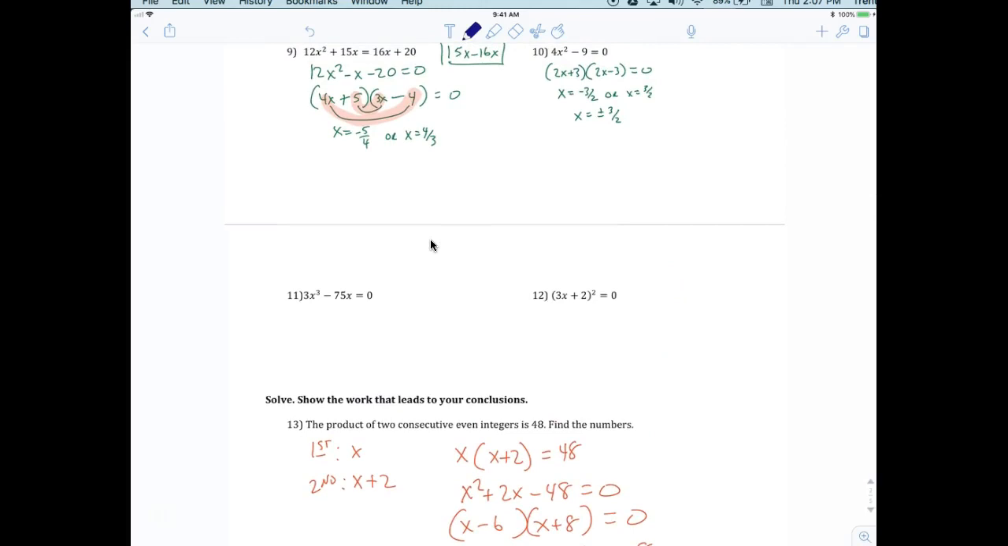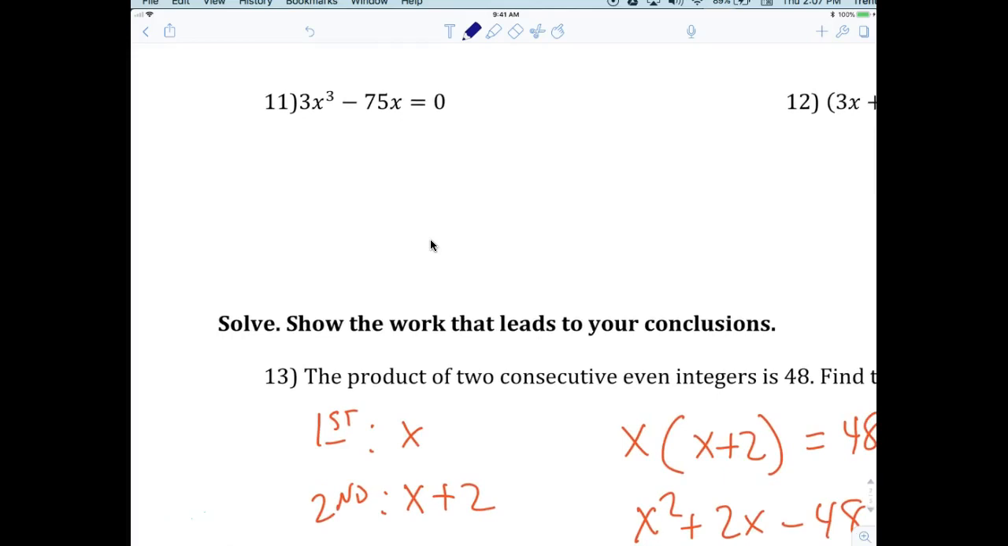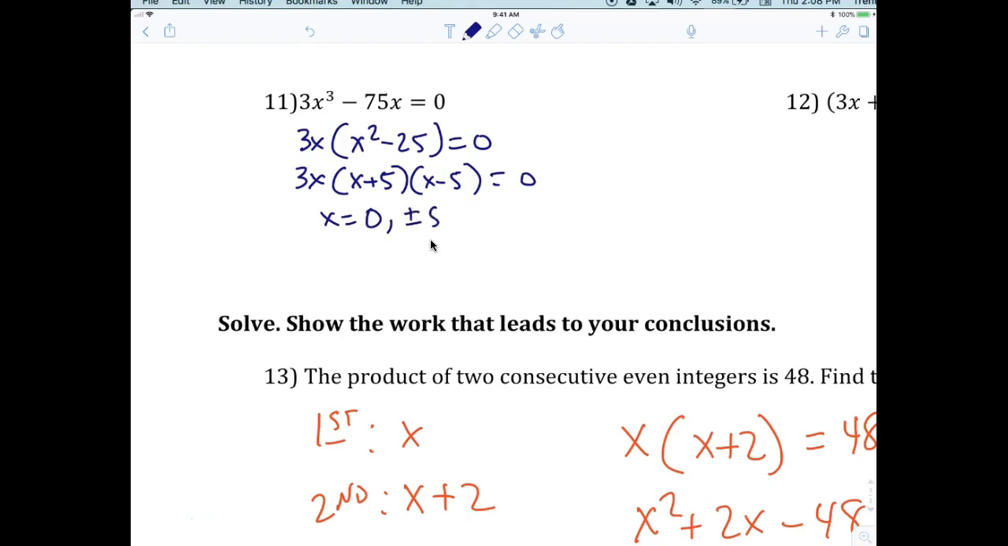All right. Now what I want to do is kind of work backwards. I want to look at number 11, please. Everybody stay with me on number 11 now. All right. So to solve that, what do I have to do first? Factor out the GCF. So I'm going to factor out a 3x, and that becomes x squared minus 25 equals 0. And now what can you tell me about x squared minus 25? X plus 5, x minus 5. And so x equals what? Wrong. 0, comma, plus or minus 5.